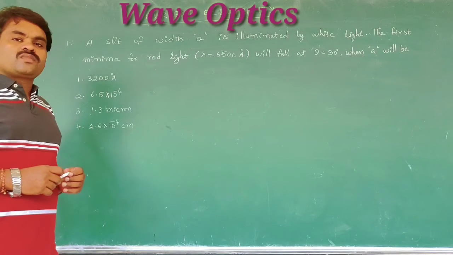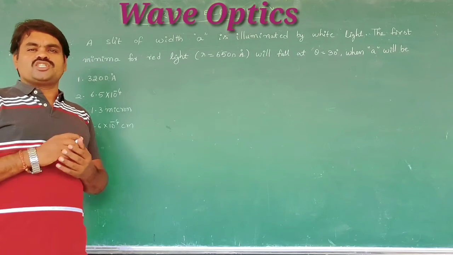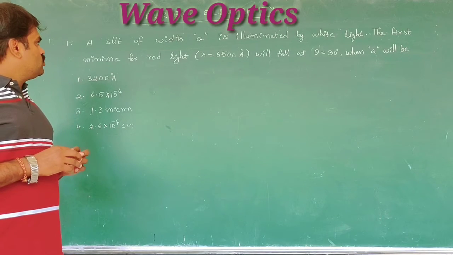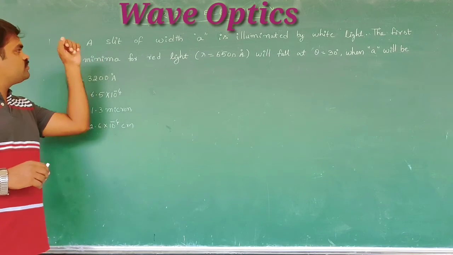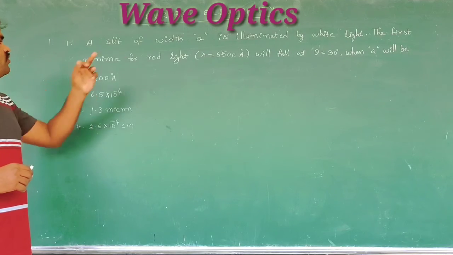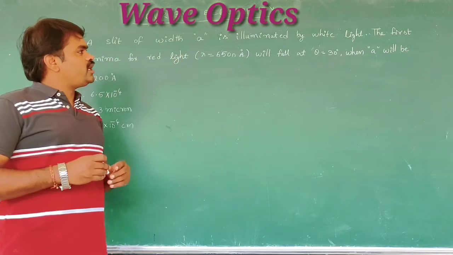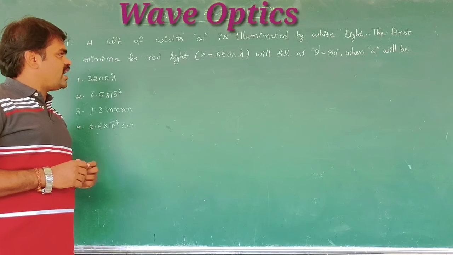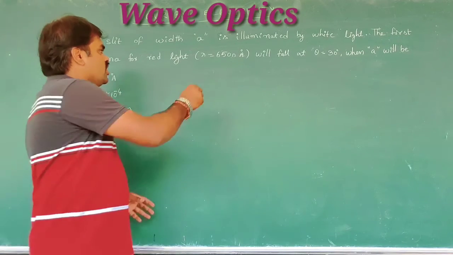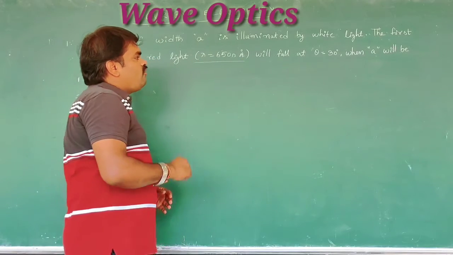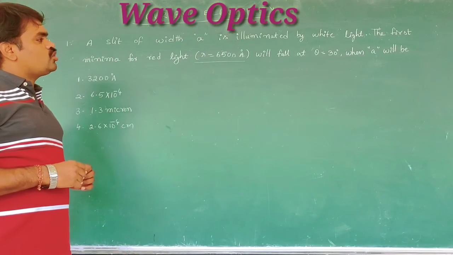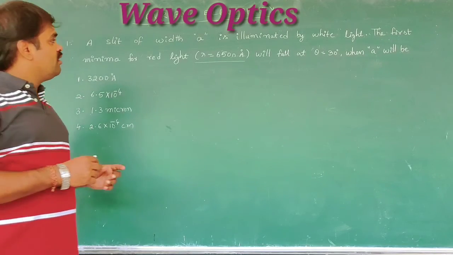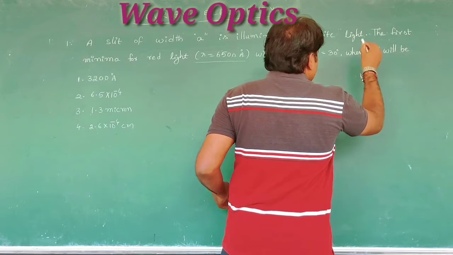Discussing diffraction and polarization model problems for NEET. Now, the first problem on board. A slit of width a is illuminated by white light. The first minimum for red light, with the wavelength of red given, will fall at theta equal to 30 degrees. What will be the width a of the slit?